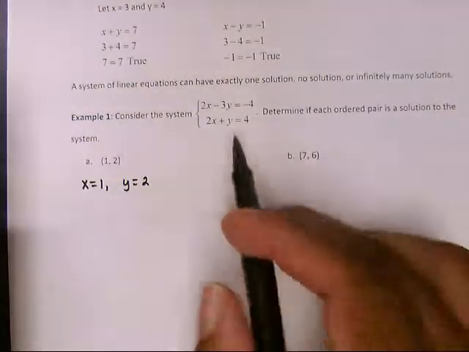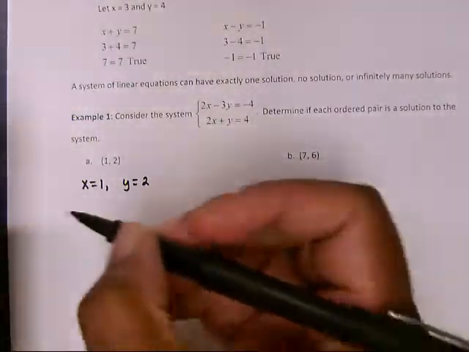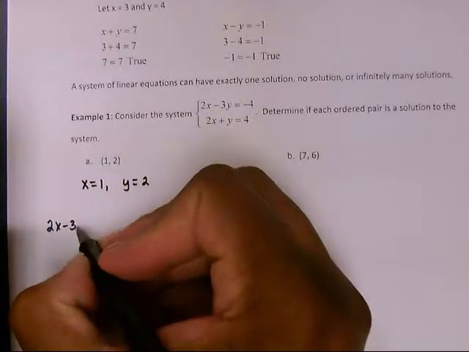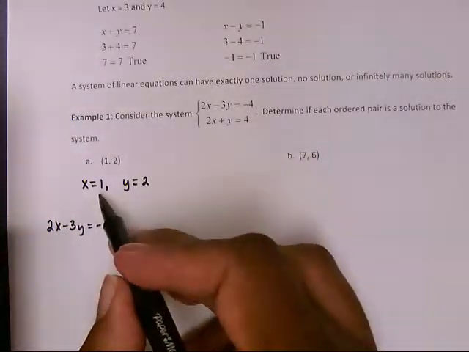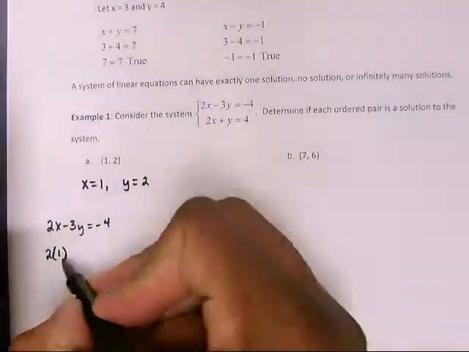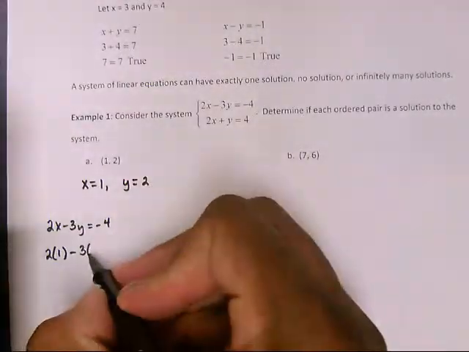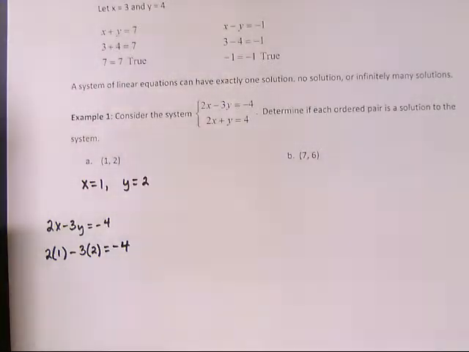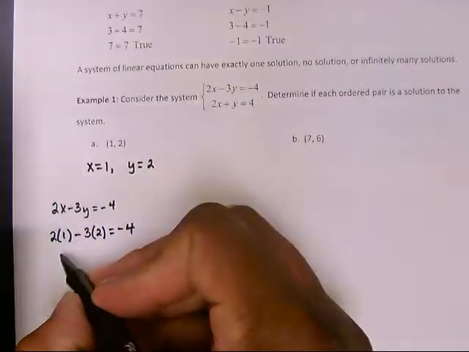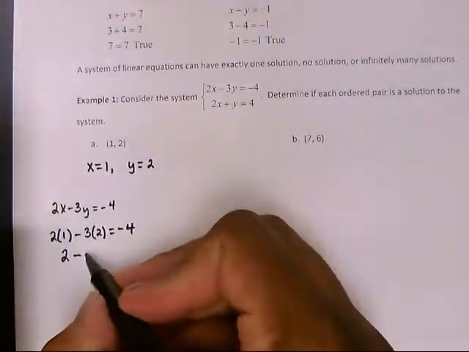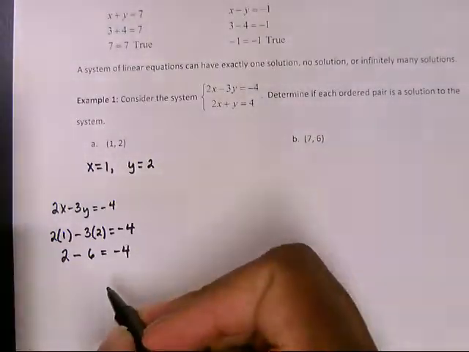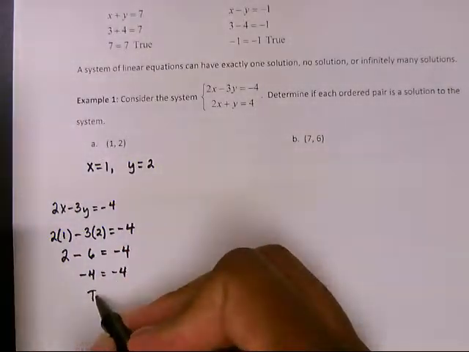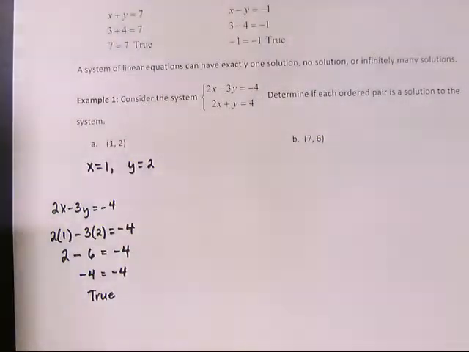We're going to substitute those values into each of these equations, starting with 2x minus 3y equal to -4. I'm going to replace the x with 1 and the y with 2, so I have 2 times 1 minus 3 times 2, which should equal -4 when I simplify the left-hand side. Now 2 times 1 is 2, minus 3 times 2, which is 6. If I do 2 minus 6, that gives me -4, which does equal -4. So I do have a true statement for the first equation.